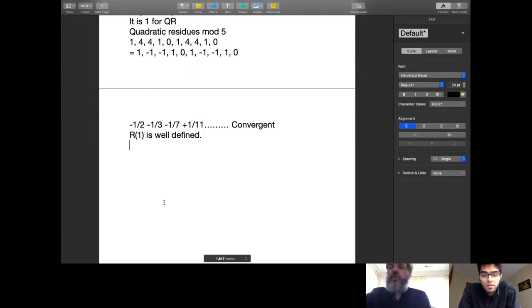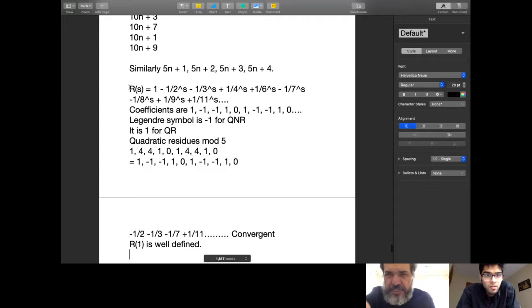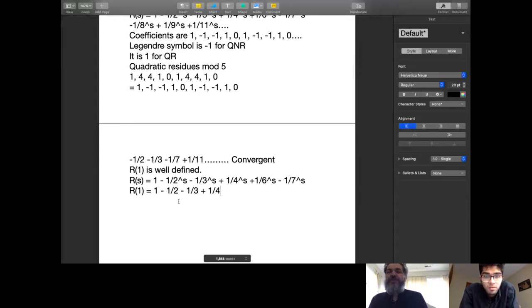R of 1. We have to go back to R of s and take s equals 1 in the definition. Where is R of s? Yes, if we take s equals 1, we replace 1 over 2 to the s by 1 over 2. So then we get 1 minus 1 over 2 minus 1 over 3 plus 1 over 4, and then plus 1 over 6 minus 1 over 7.